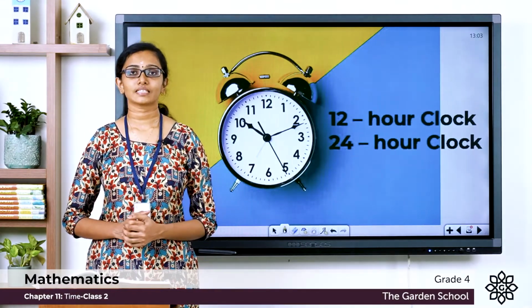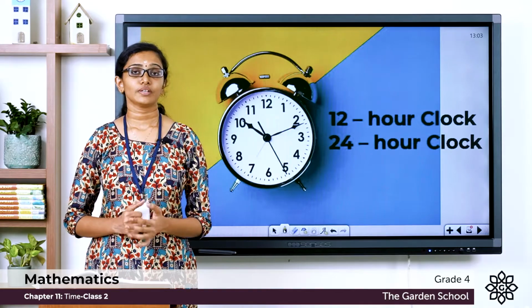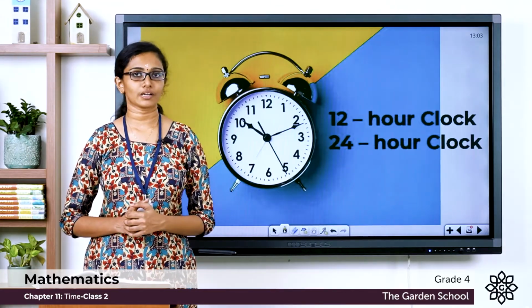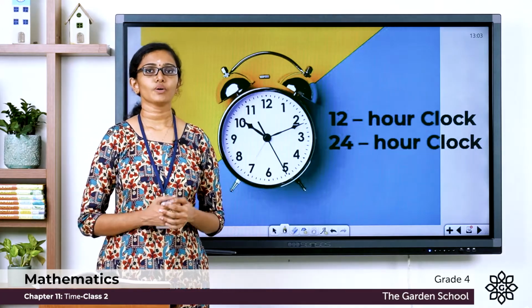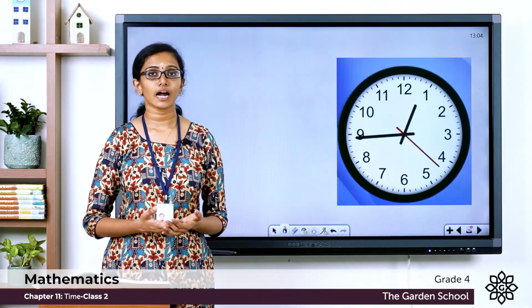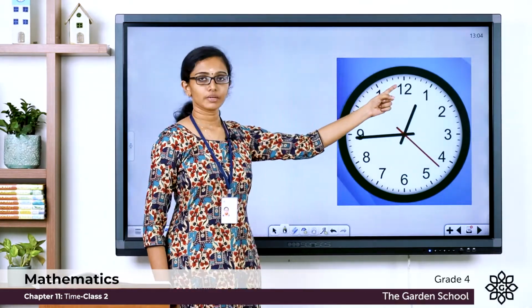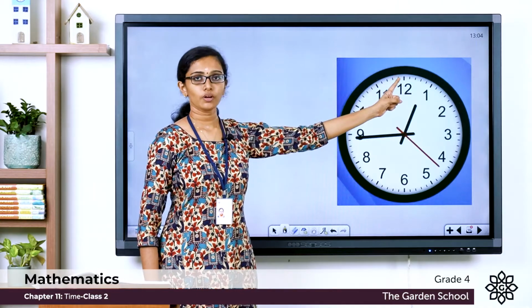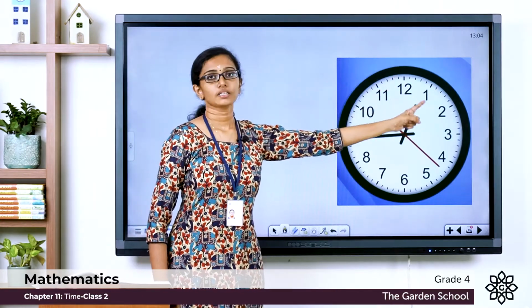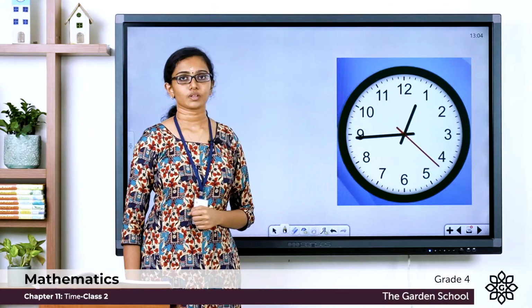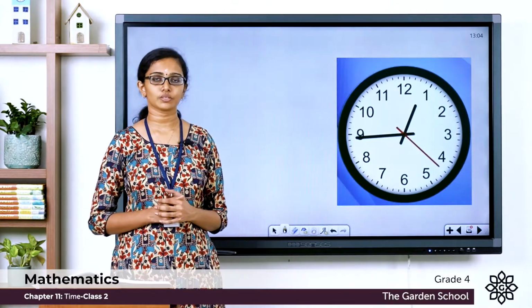So, you have already started the chapter Time. Today, let's learn about the 12-hour clock system and the 24-hour clock system. We know there are 24 hours in a day. A day starts at 12 in the midnight of one day, then it reaches 12 in the noon, and then again it reaches 12 in the midnight of the next day. There are 24 hours in between.